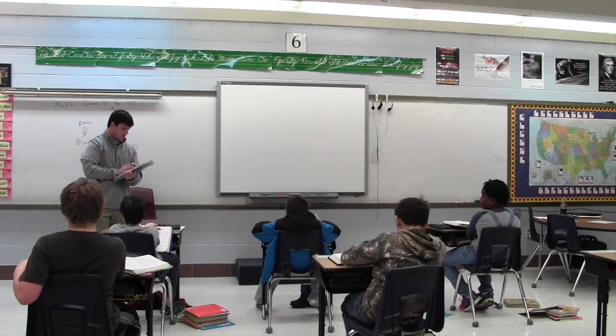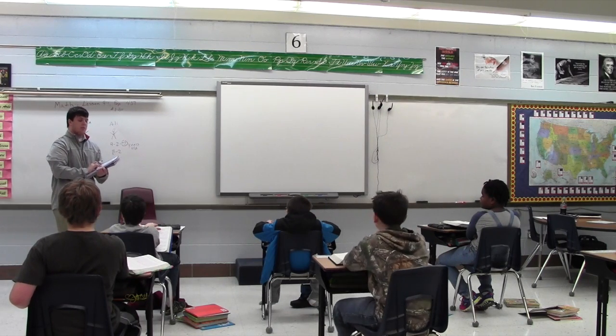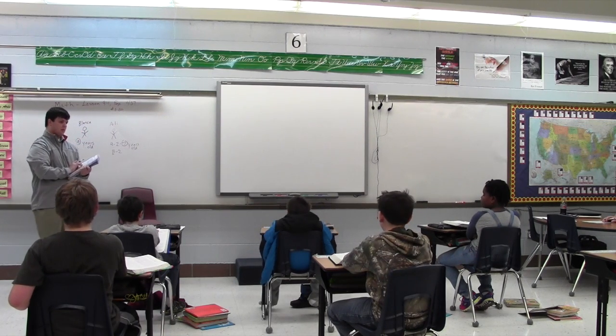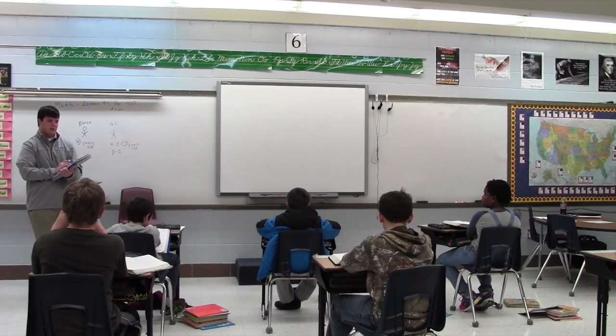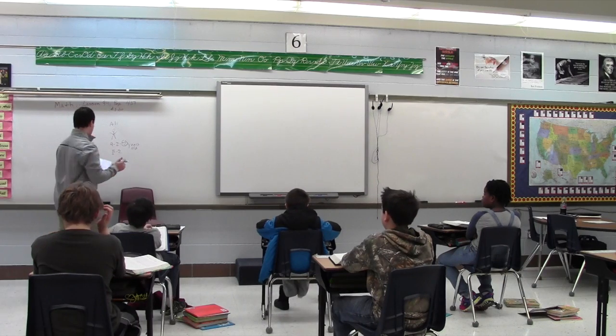Jim is 5 years older than Allie. So what do you think we're going to be doing with Jim's age? We're going to add 5 onto Allie's. And what gave it away? Why are we adding it? Because he's 5 years older. Older? All right.